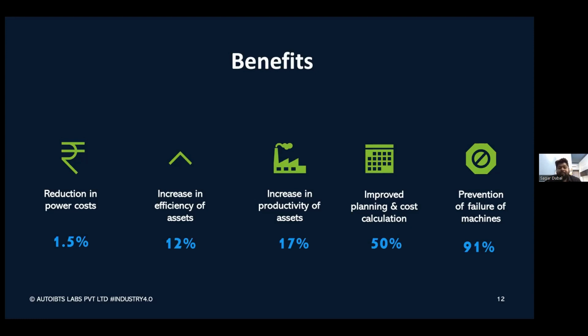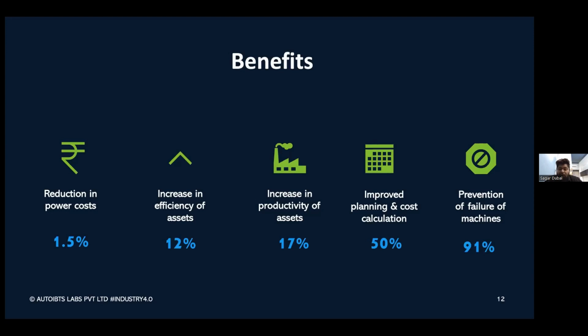Then improved planning and cost calculation. Now let's say, while installing the machine, you thought my power consumption is this much, so my cost per piece is 10 rupees and I'm selling it for 30 rupees. So in that 10 rupees you integrated 3 rupees as your power cost, but over a period of time your power cost has increased from 3 rupees to 5 or 6 rupees. So you had not calculated that. So that way you can have a proper cost calculation in real time. So you know what the power cost is every day, every shift, every week, every month.